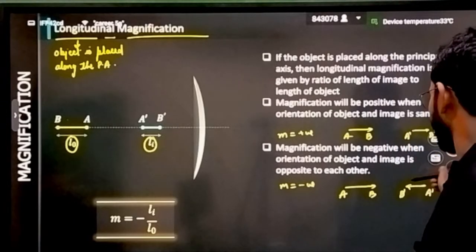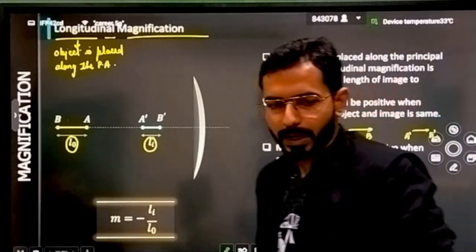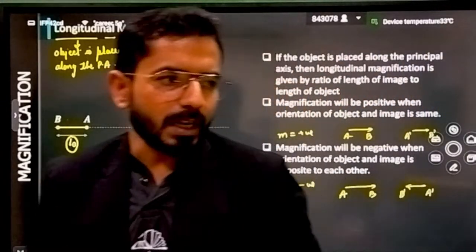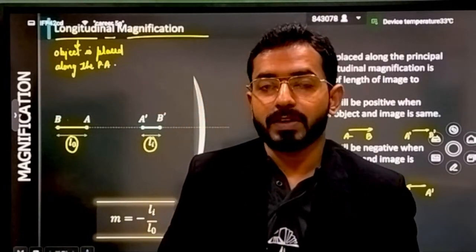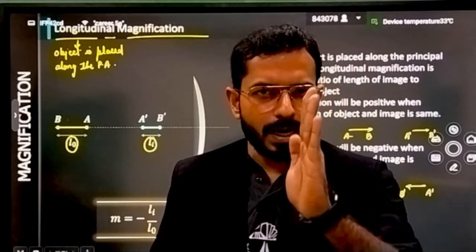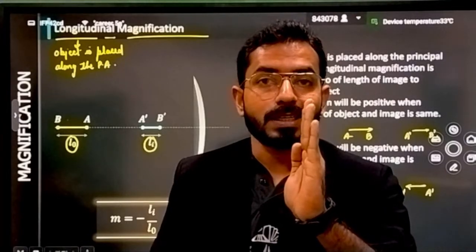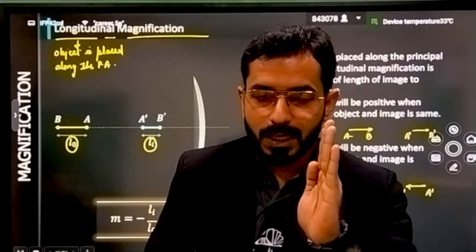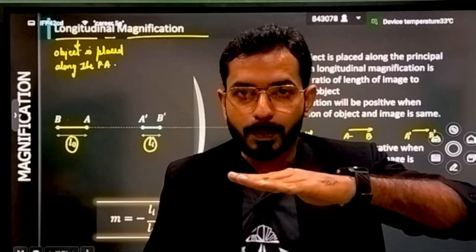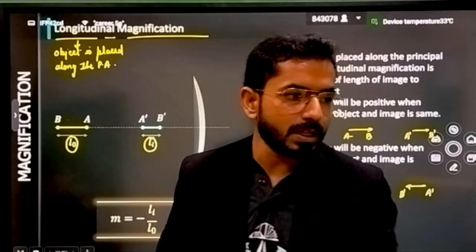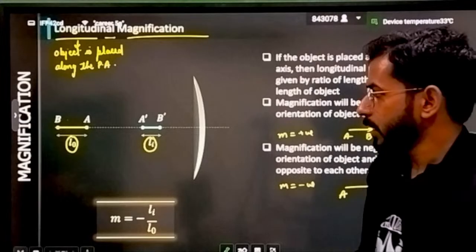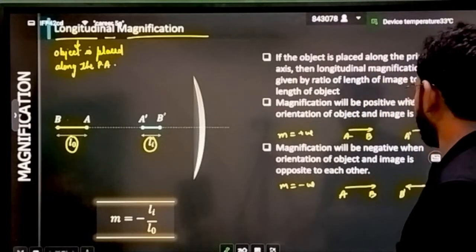Now see the second kind of magnification, that is longitudinal magnification. Now what is longitudinal magnification? Last case, if you remember what I told you about transverse magnification, when the object is kept perpendicular to the principal axis, it is called transverse magnification. But if the object is kept along the principal axis, then it is called longitudinal magnification. So let's see what the longitudinal magnification is.